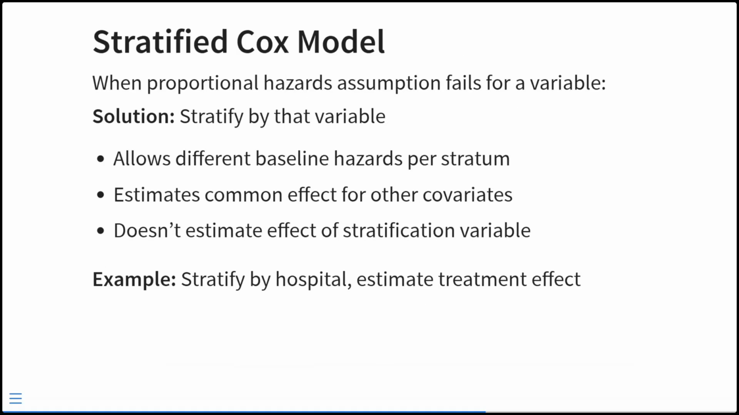Stratified Cox model. When the proportional hazards assumption fails for a variable, you have to stratify for that particular variable. This allows a different baseline hazard per stratum and estimates common effects. It is more or less like a multilevel Cox model, and it does not estimate the effect of the stratification variable. For example, it is stratified by hospital and still estimates the treatment effect.